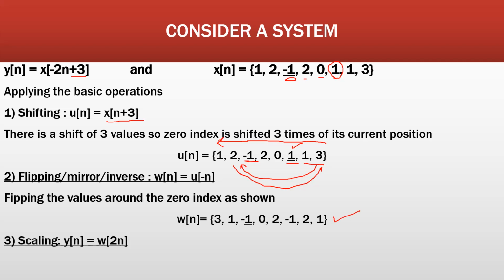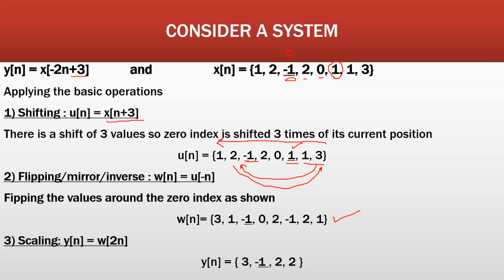Third basic operation is scaling. The scaling that is applied here is w2 of n, that is y of n equals w2 of n. The system is being multiplied with 2. This means compression. In previous lecture I have explained compression, that is when a constant is being multiplied, the system is compressed 2 times, means before and after values of 0 index are compressed 2 times.